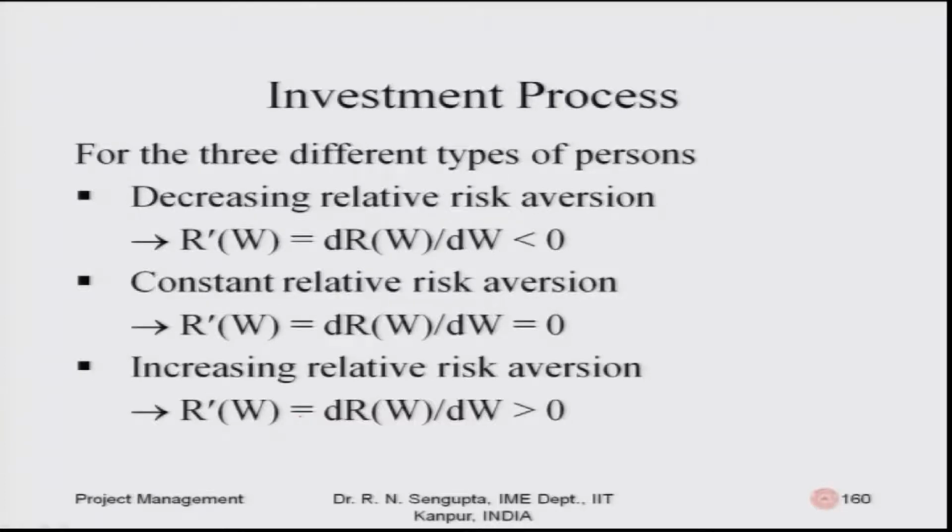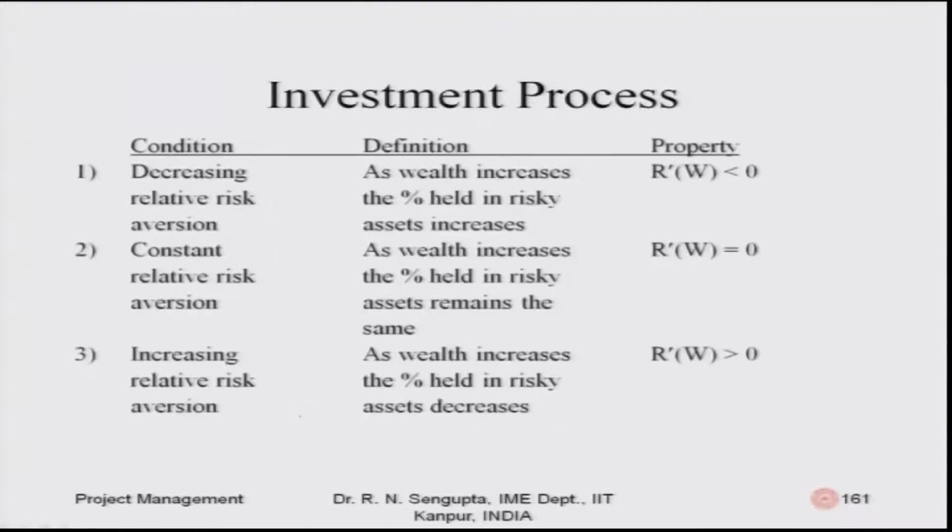So, let us explain it again as we did for A. Here the first column and the third column are the same, only in the third column A prime has been replaced by R prime. Again R prime is less than 0, equal to 0 and greater than 0, and the conditions are exactly the same. Here the word absolute has been replaced by relative, relative, relative. But what is interesting to note is the definition.